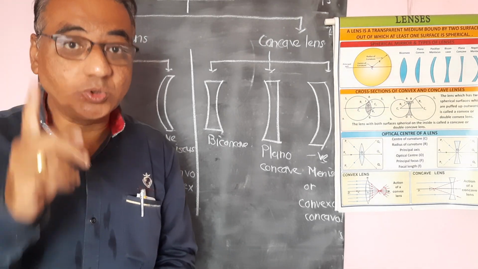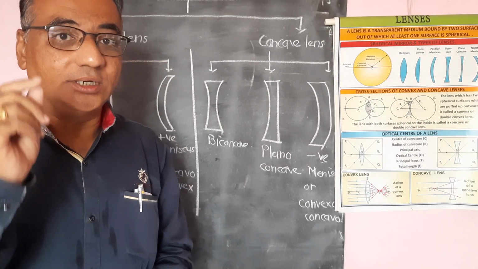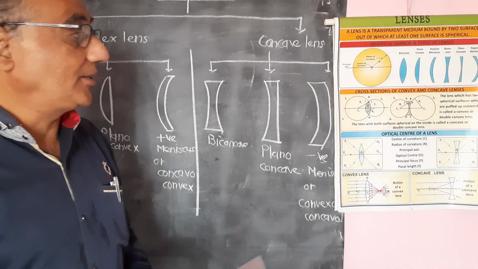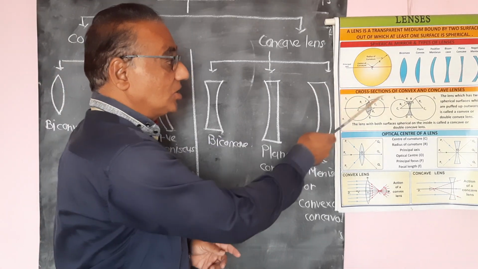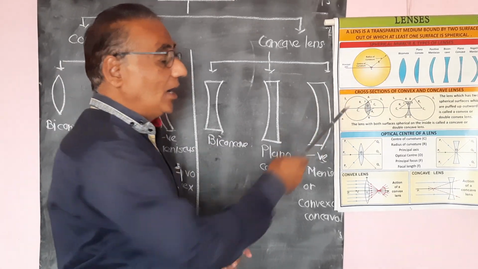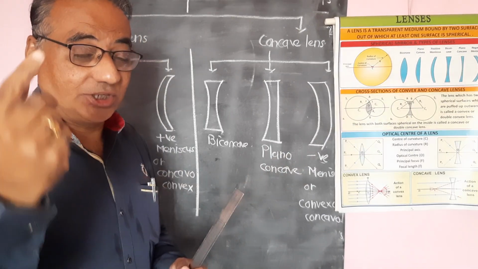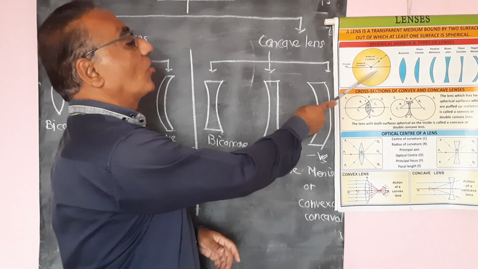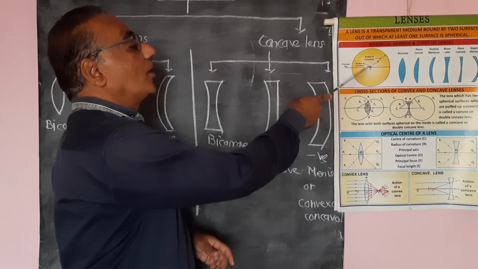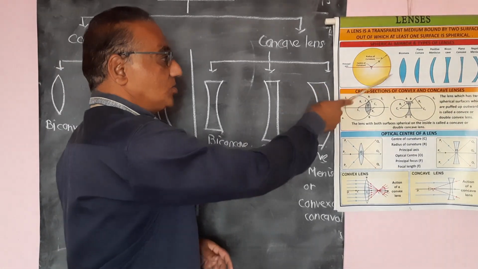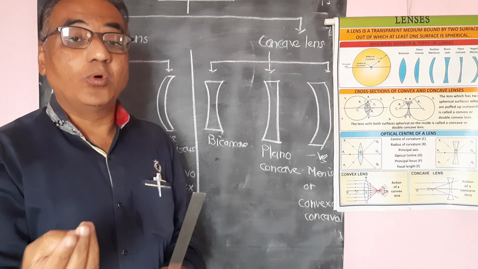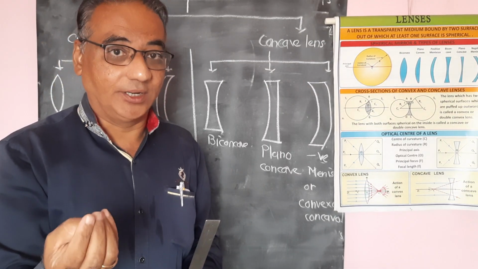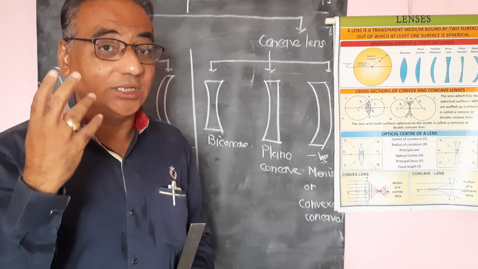We also learned about the terms related to the mirror. What are those terms? When we observe this chart, we find that we studied the terms related to the mirror, that is, the center of curvature, radius of curvature, principal axis, pole, focus, principal focus, and focal length of the mirror. Today we are going to see the lenses.